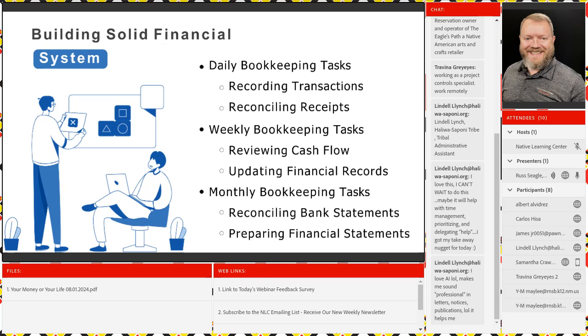But then we're also going to have those monthly tasks, like reconciling our bank statements, preparing financial statements. Who's going to do that? And I know for those of you who are in the program at Isleta del Sur, you have to submit financial statements. Do you do that? Or is that something you can let someone else do? So as you start to segregate what needs to happen when, that's the first step to building some systems.